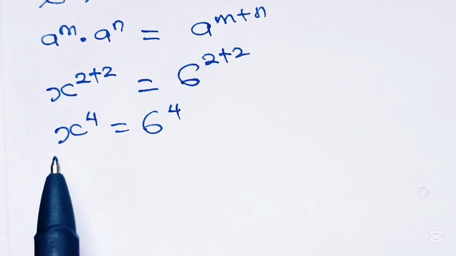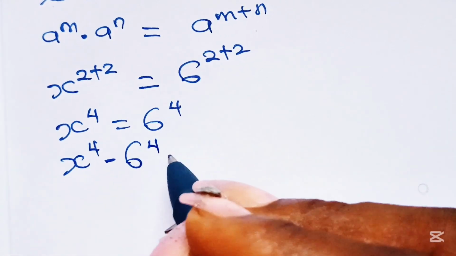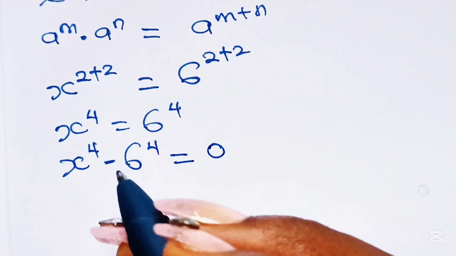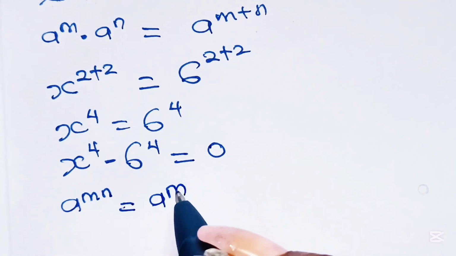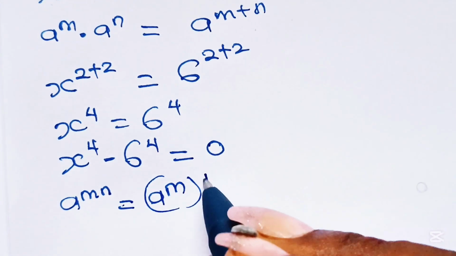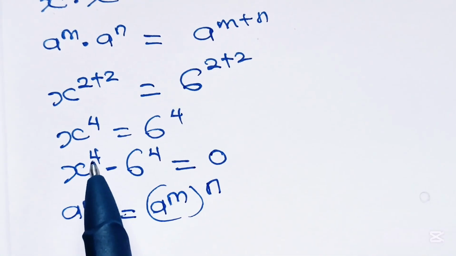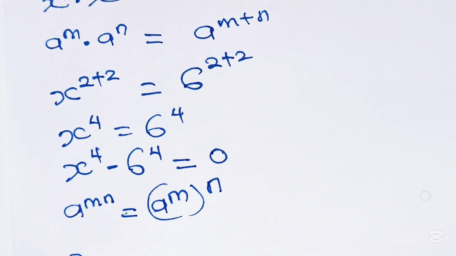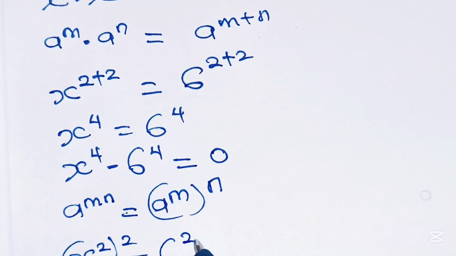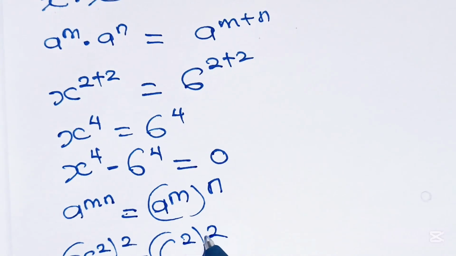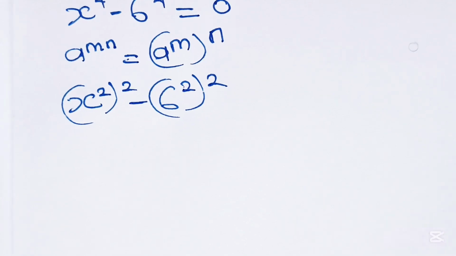Now let's bring this to this side of the equation. So if we do that, we have x to the power of 4 minus 6 to the power of 4 is equal to 0. Recall that when you have a to the power of m times n, this is equal to a to the power of m, raised to the power of n. So we can express 4 as a product of its factors. We can write this as x to the power of 2 raised to the power of 2, minus 6 to the power of 2 raised to the power of 2, and 2 times 2 will give us 4 for each of them. Now if you look closely, you can see that we have a difference of 2 squares there.